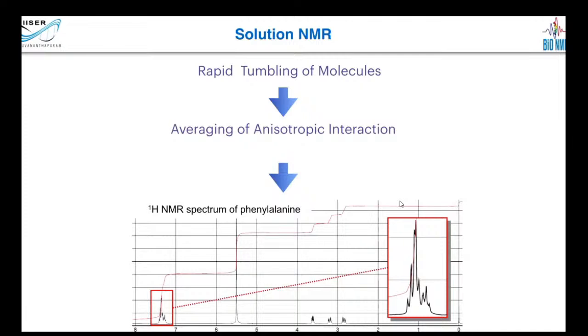Anyway, this information is lost in solution NMR. But the trade-off is that you get a very good, sharp signal. Otherwise, what happens if you have a small molecule but sufficiently complicated splitting?